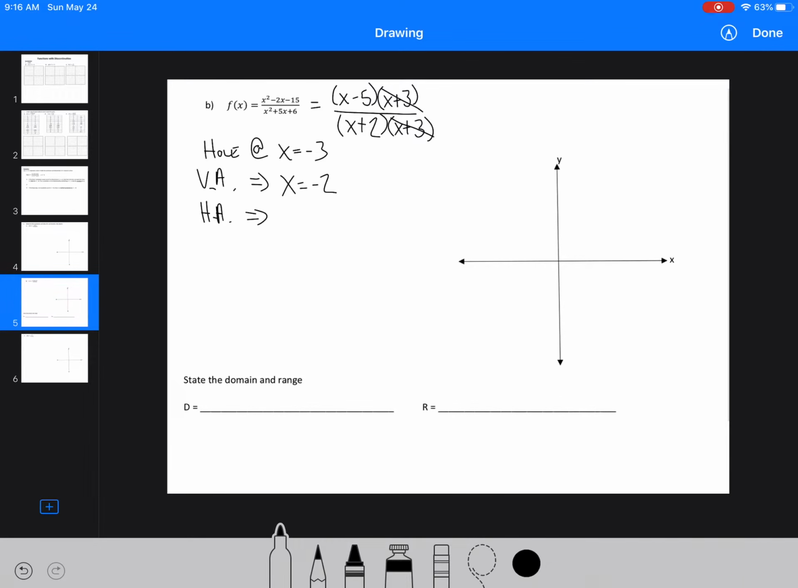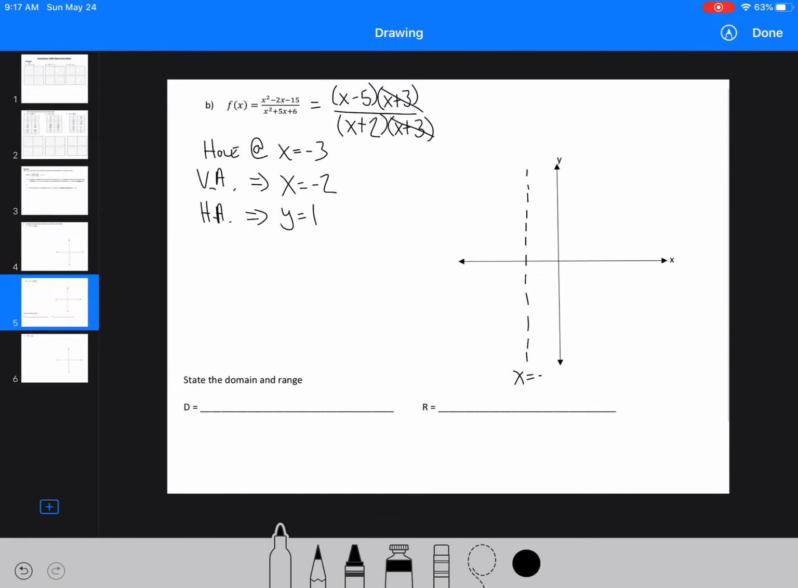We're going to look at our coefficients of our highest degree. We can look at our new equation because we've canceled stuff out at 1. And if you look at your original equation, you would still have it at 1. So let's put all those values on. So we've got -2.